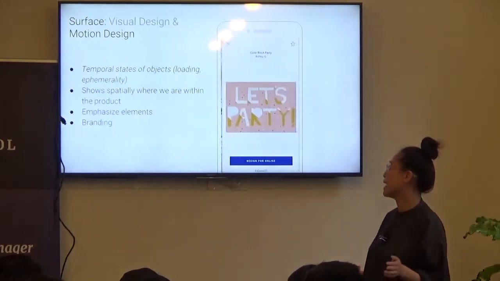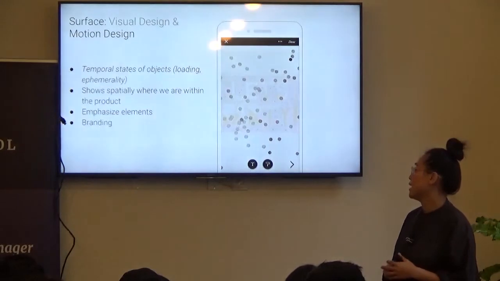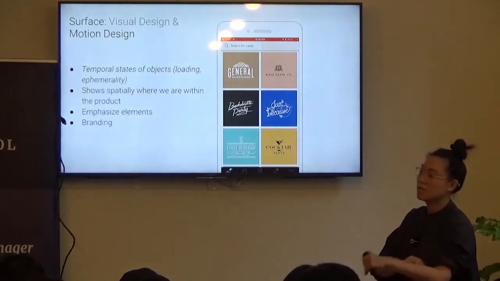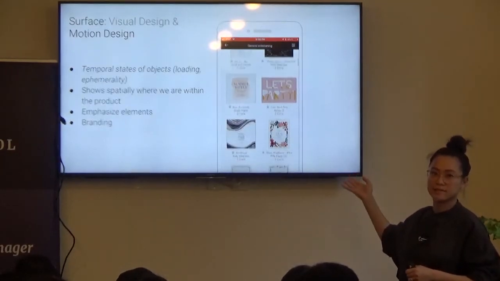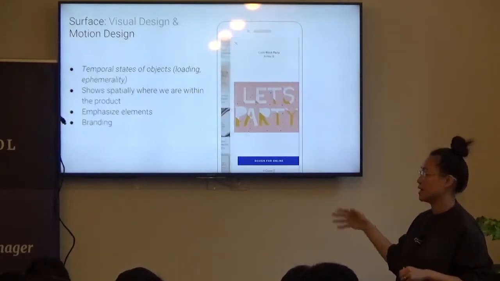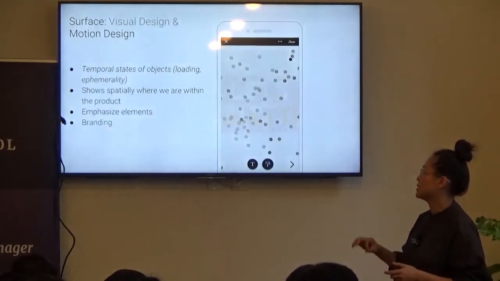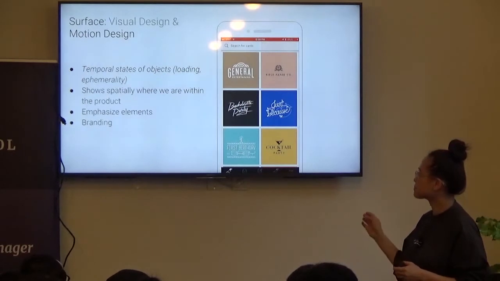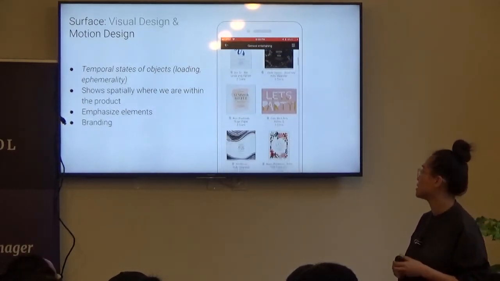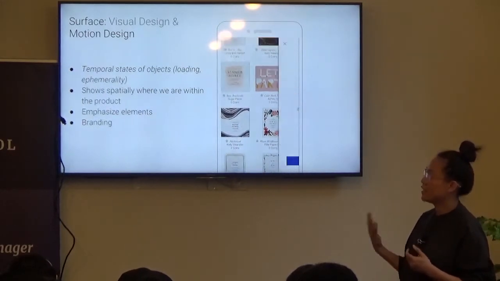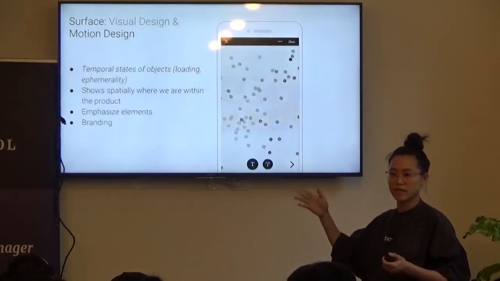And then the last layer that designers think about is motion design, and usually not a lot of companies support this because it takes a lot of time, and it breaks a lot, especially on mobile web. But motion design really adds the final branding element, and it also emphasizes things for the user, and helps users understand spatially where they are depending on how they're navigating through the page.